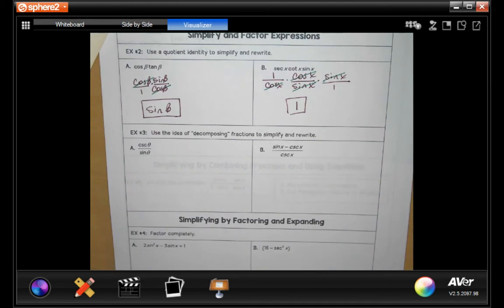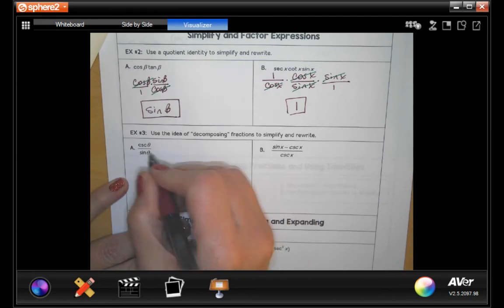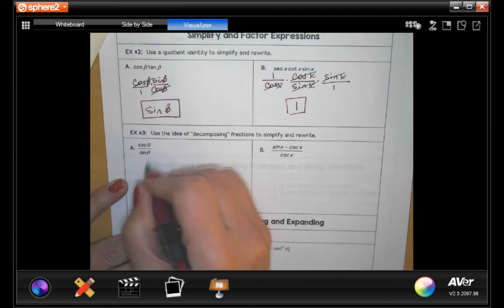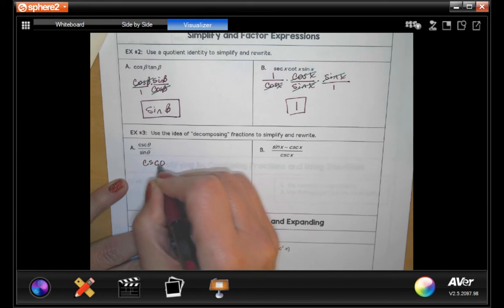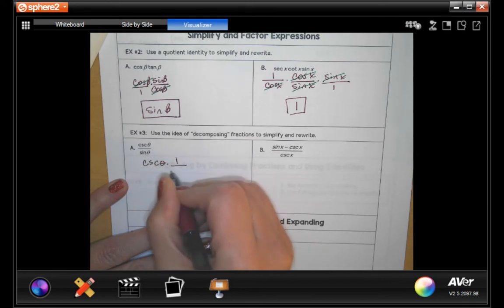Okay, so sometimes on these, like on example 3 here, A and B, you might want to decompose these fractions, which means we can just kind of finagle these fractions. So cosecant theta, I just have there, right? It's cosecant theta. But I could rewrite sine on the bottom as 1 over sine theta.